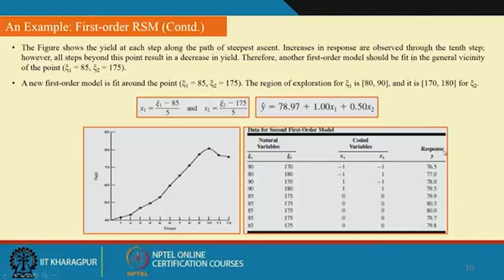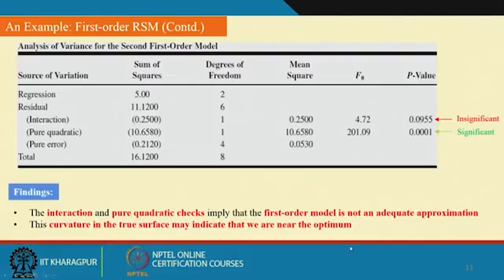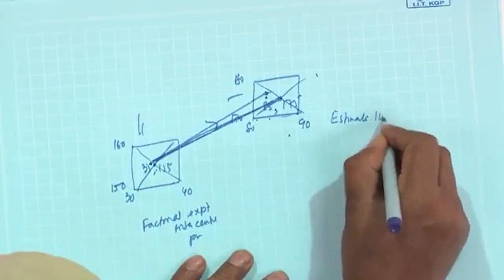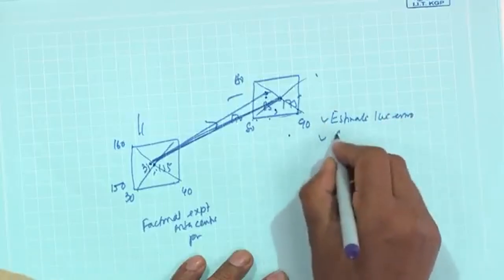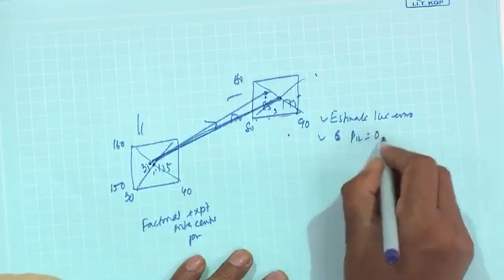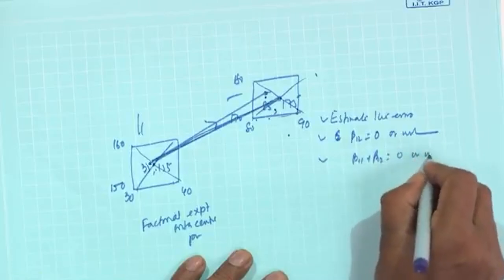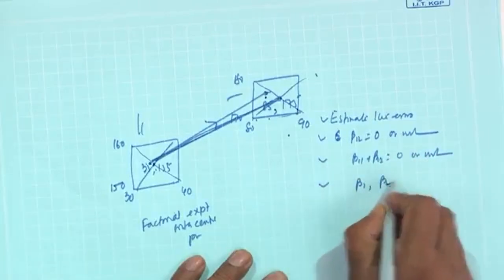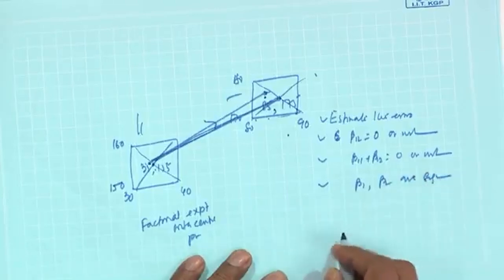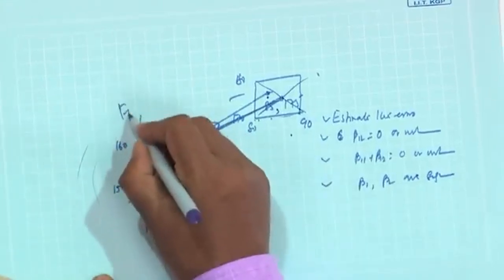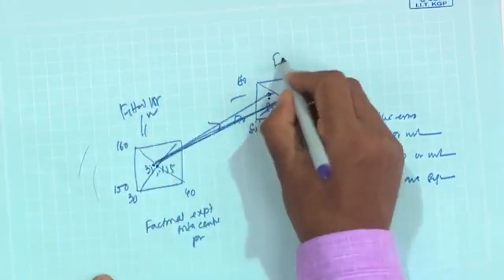What you have to do now, at this new location, is see whether the first order model fits or not. So, how are you doing this? You do exactly the same thing that we have done here. First estimate the error. Then second, test whether beta 1 2 equals 0 or not. Then test whether beta 1 1 plus beta 2 2 equals 0 or not, and then test whether beta 1, beta 2 are significant or not. Exactly the same manner in which you fitted the first order model. So, here you fitted the first order model, here also you fit the first order model.